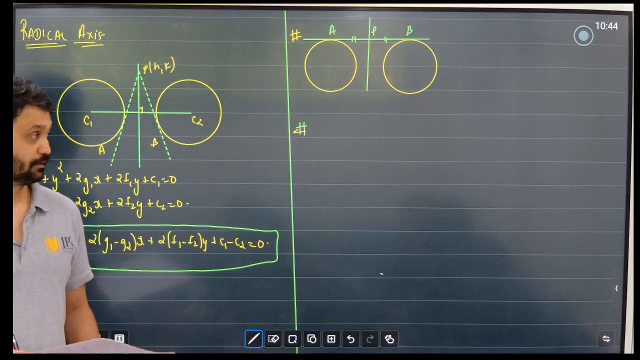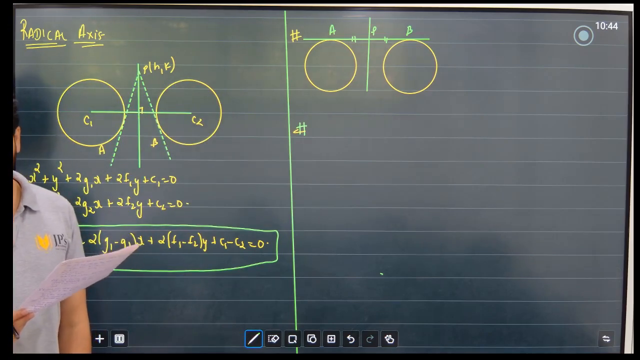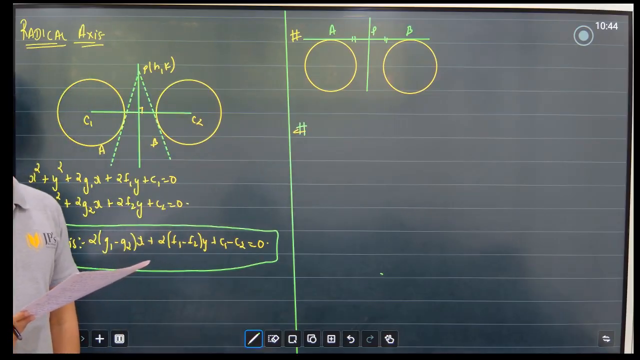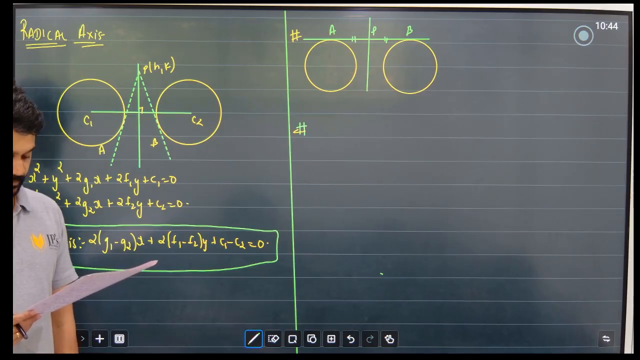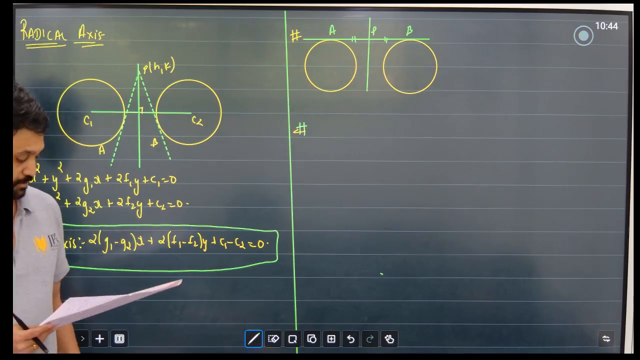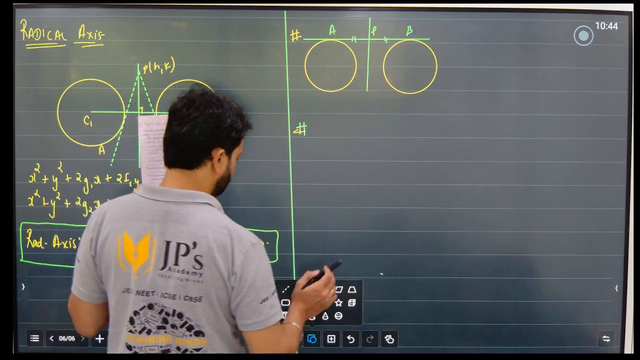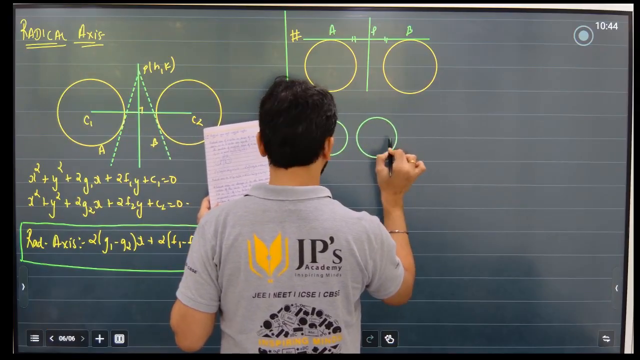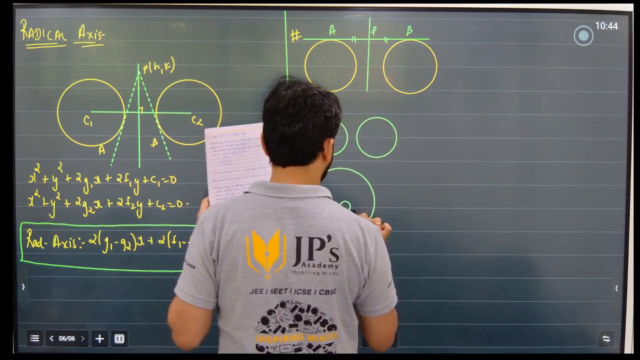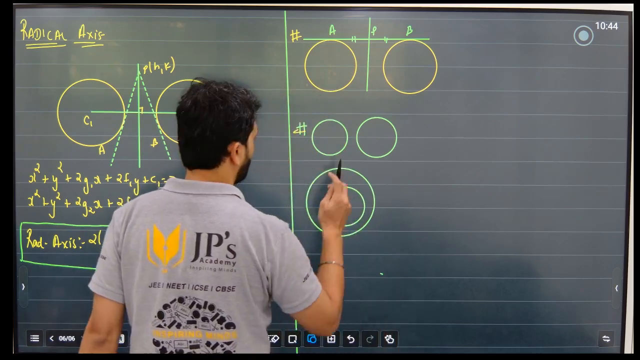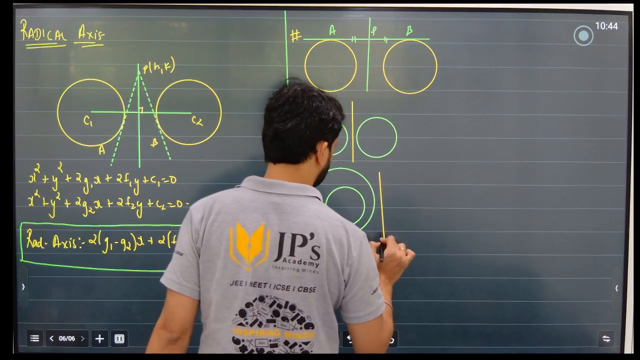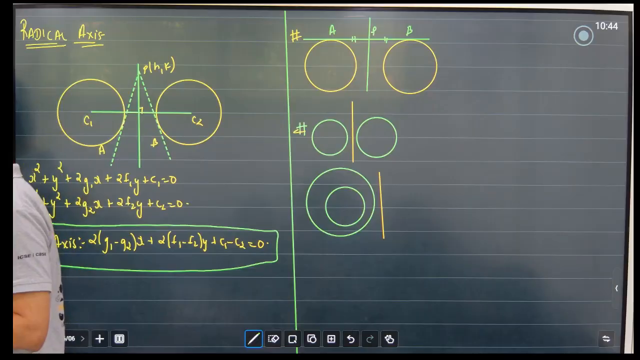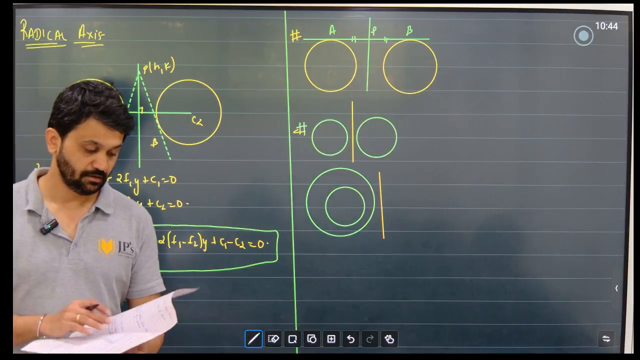Next point, if two circles are separated, then the radical axis always passes through the region outside the circles.